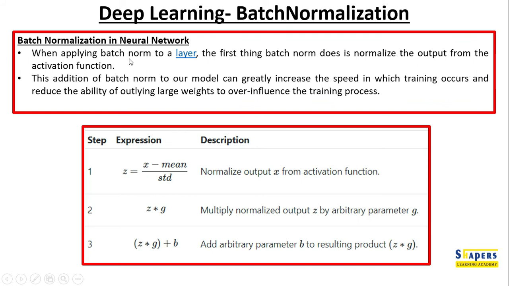When applying batch normalization to a layer, the first thing batch normalization does is normalize the output from the activation function. This addition of batch normalization to a model can greatly increase the speed at which training occurs and reduce the ability of outlying large weights to over-influence the training process.